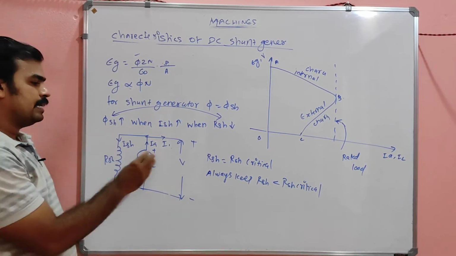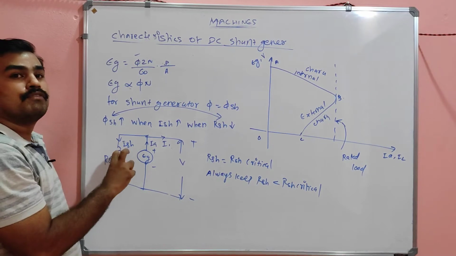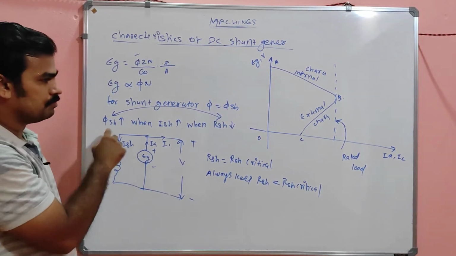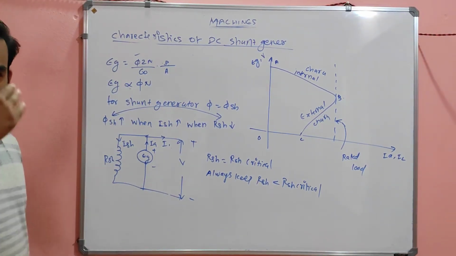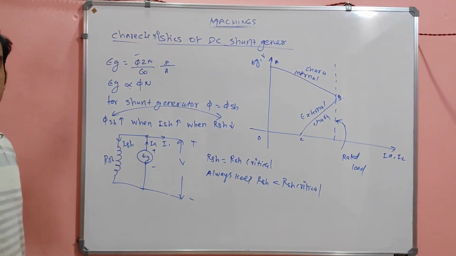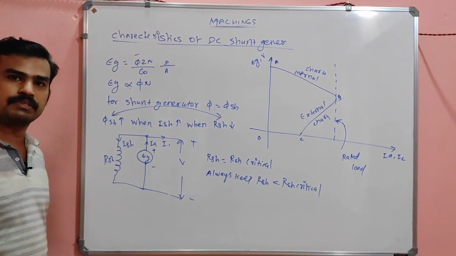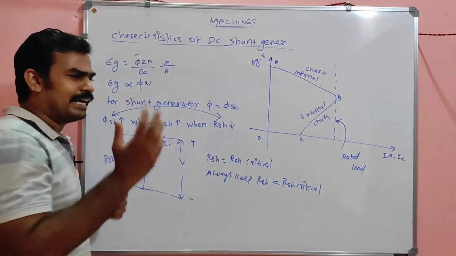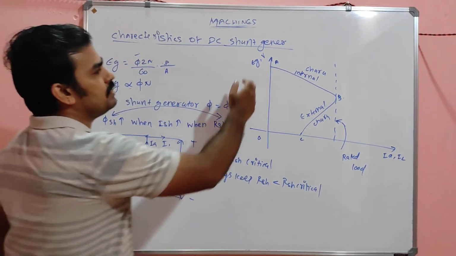Whenever the load increases, IA will increase. As IA increases, RSH is continuously slowing down. So that is also one of the reasons for this dip in the voltage. You can explain it in that manner. Anyway, we don't want this deeply. Simply remember the diagram.